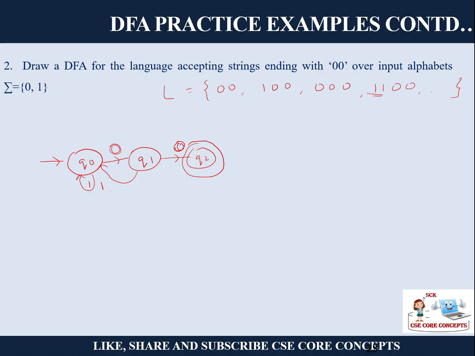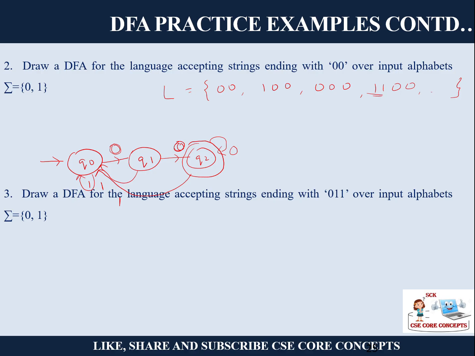100 is allowed. Okay. Then after Q2, if I get a 0, I will remain in this state only. Not a problem, right? Because it should end with 0. But if I get a 1, I will go back to the Q0 state.